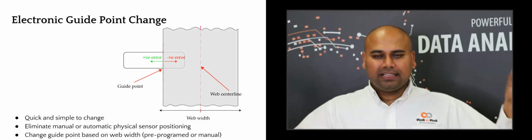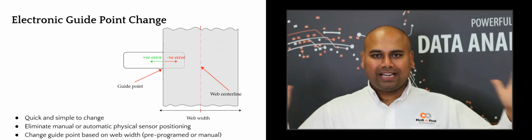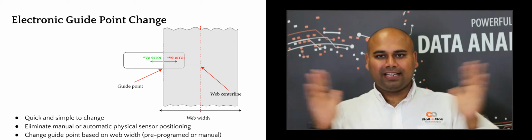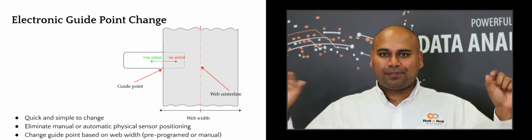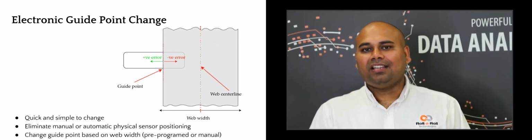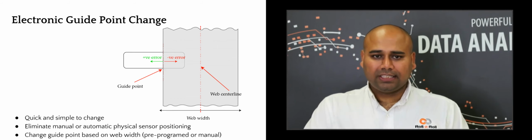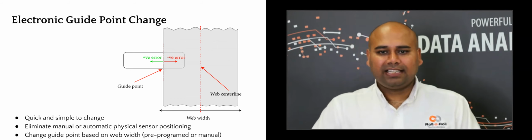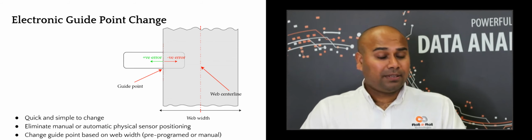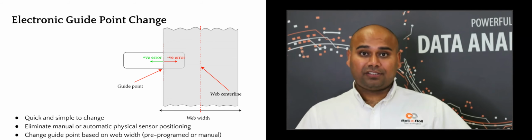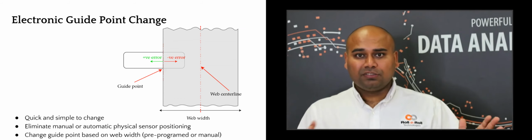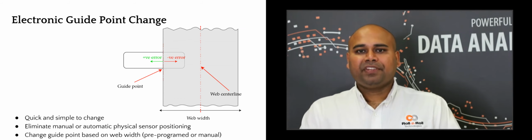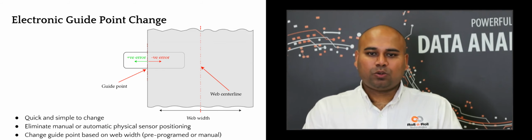So it could be like you can go up to 90% of the sensor range. That's where the guide point can be changed. But within that remaining 5% on either side, you cannot change the guide point. So this is what is called an electronic guide point change, and it's very common, especially with a wider sensor. And this enables operators to not have to move the sensor and have a quick product changeover.